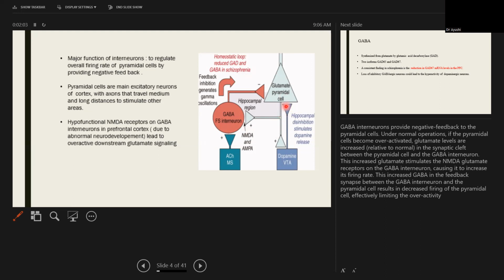So in schizophrenia, the hypothesis is that there is dysfunction of these NMDA receptors, because of which the negative feedback is not there, because of which the glutamate is released in excess quantities, leading to excessive dopamine release in the ventral tegmental area.